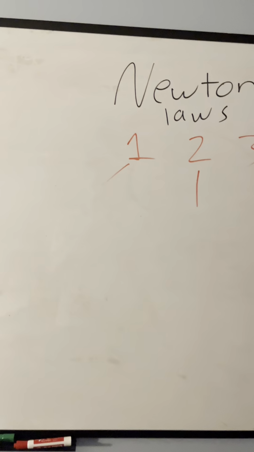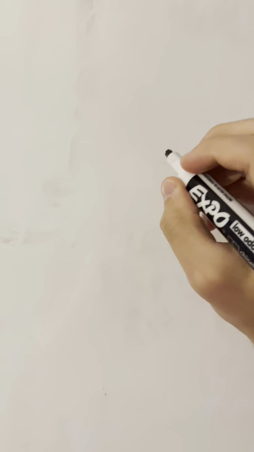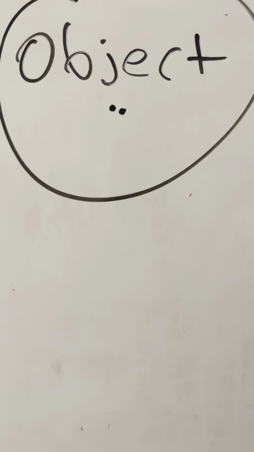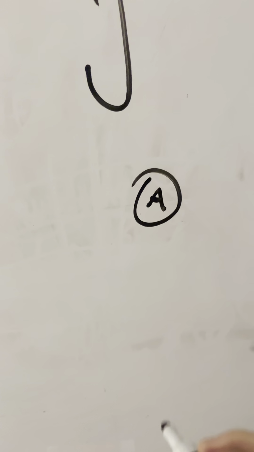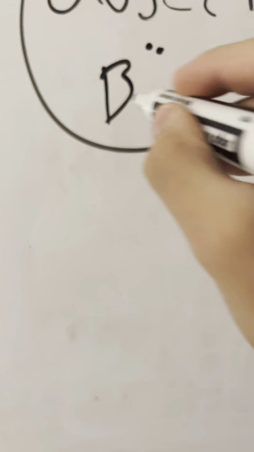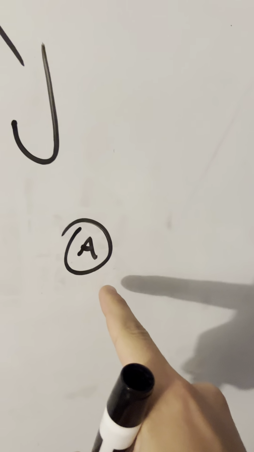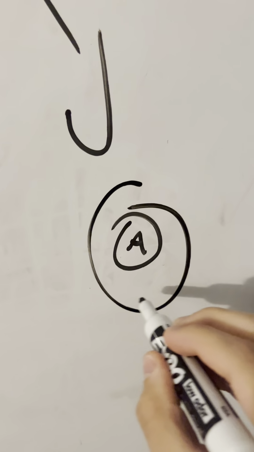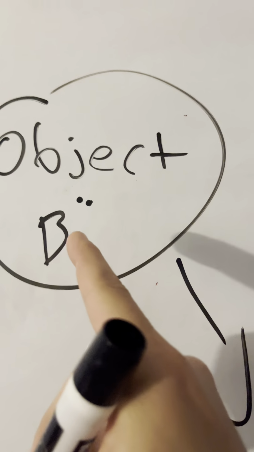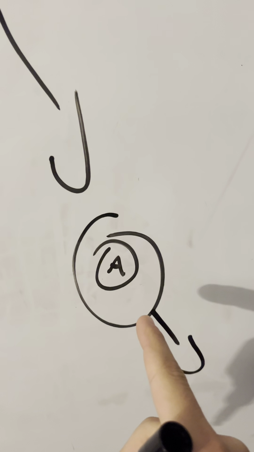What is the first law about? Poof! So, Newton's first law, it's all about an object staying still and not being able to move at all, or it could be in motion. And another object could act upon another one. Let's call this object A. This object, let's call it object B. This moves toward that, and therefore this moves in this direction because that acted upon this.